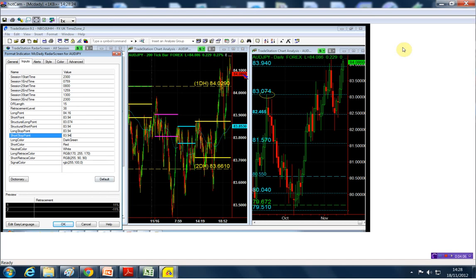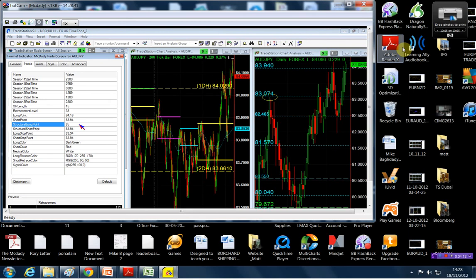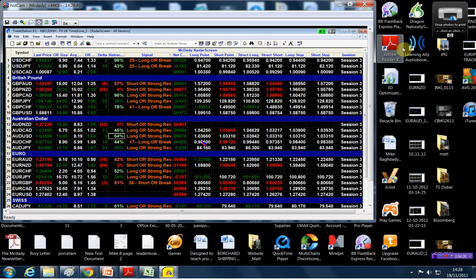Now the structural long point is the 85.30. So let me put the 85.30 here. Okay, so now here is the Aussie yen. We're going to buy above 84.16, and if I do buy it, there is a structural point at 85.30.